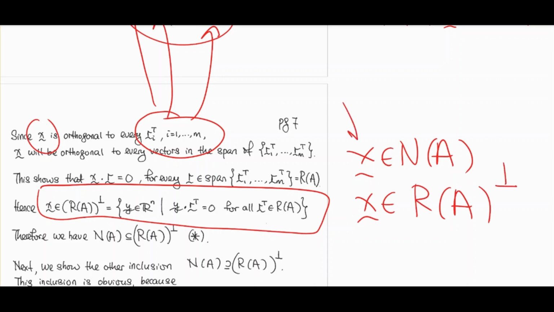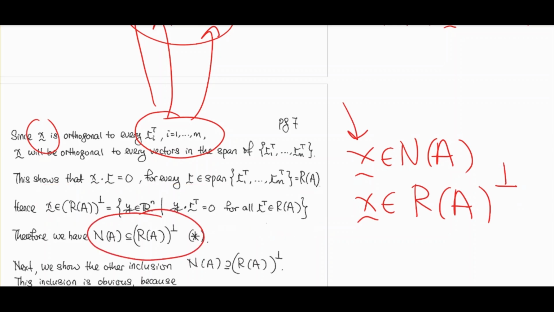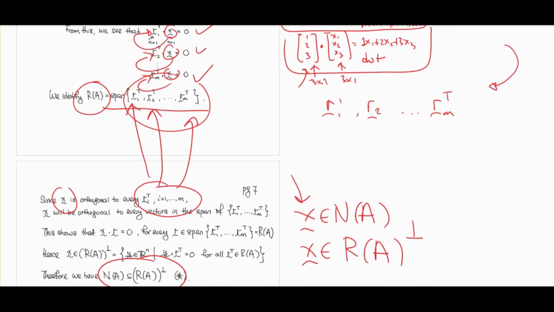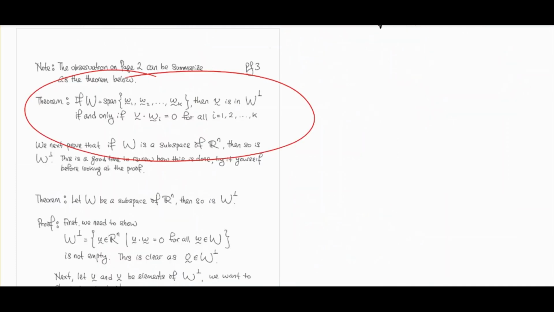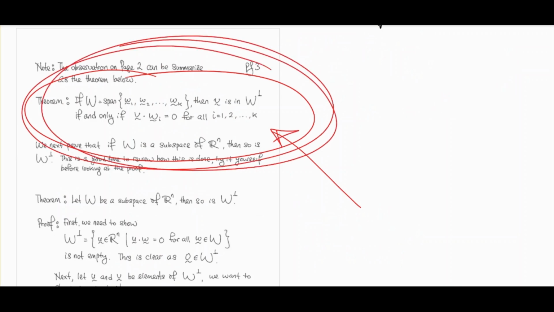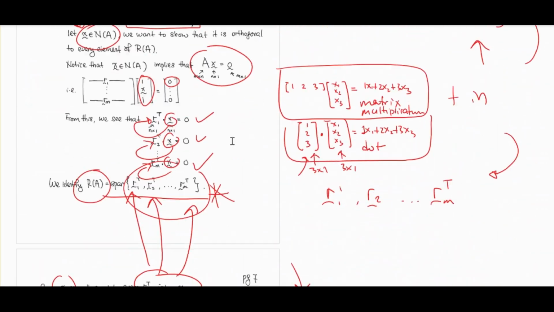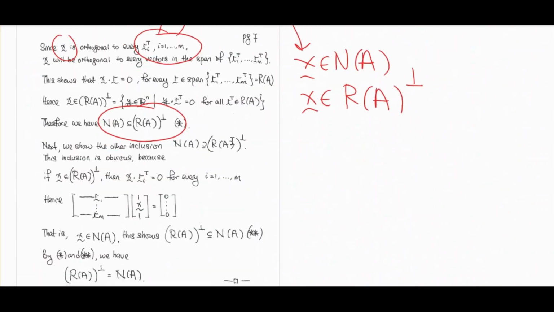And since this X is any arbitrary element from the null space of A, we establish this inclusion. Does that make sense? We don't really have to show that it is orthogonal to every row vector, every element coming from the row space. We just need to do this, and this is enough because of this. This is how we utilize the theorems that we saw in the previous video. So that theorem is how we establish this. Okay, so we have this result.